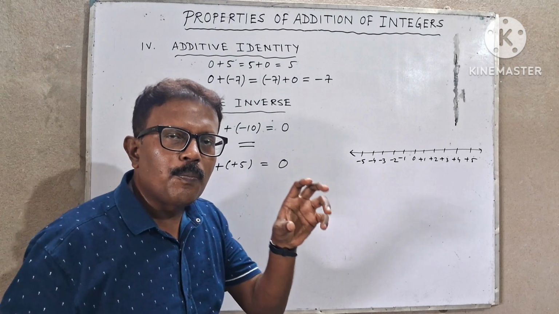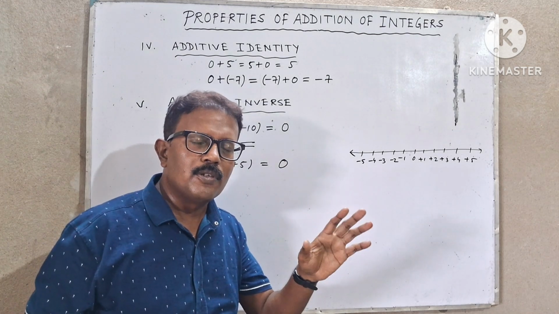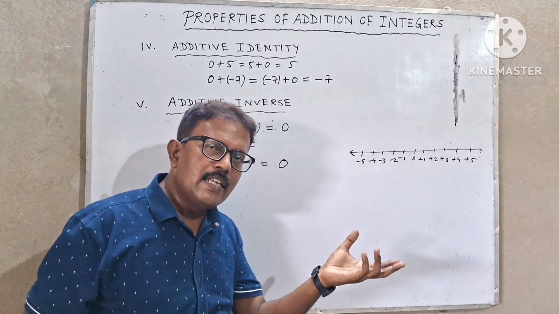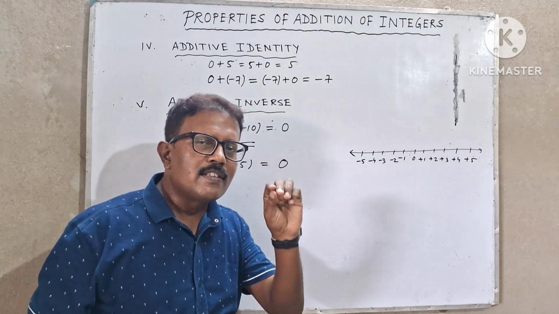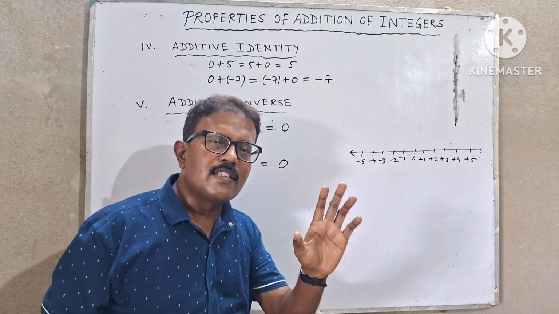That is, let us take plus 3. So minus 3 is the additive inverse of plus 3. Very simple. Minus 8 is the additive inverse of plus 8. Plus 9 is the additive inverse of minus 9. That is, you just have to change the sign.